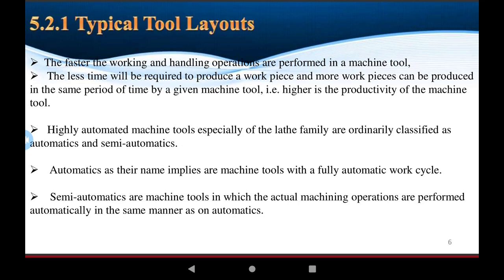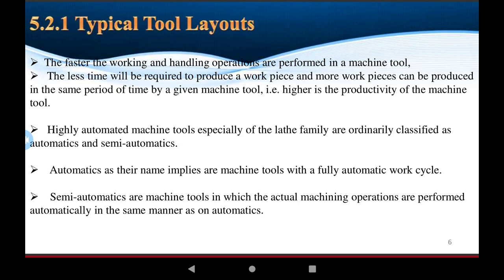The lathe machines, all the small and big machines, are included in this lathe family. The lathe family is ordinarily classified as automatic and semi-automatic. Automatics perform more operations automatically, and semi-automatics handle small components, small tools and small workpieces.